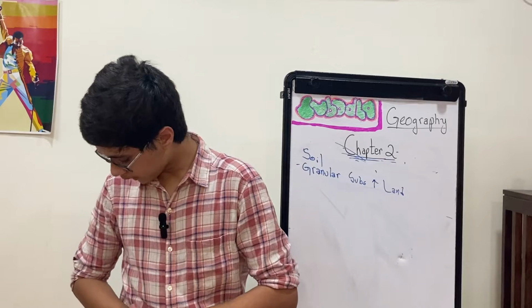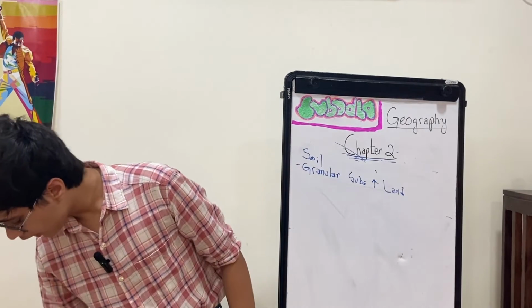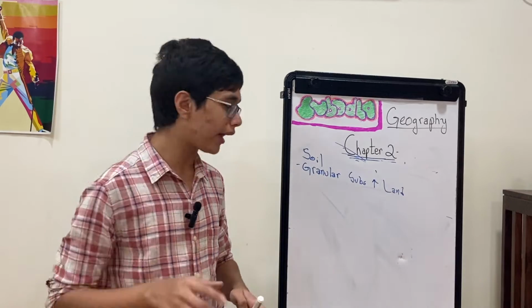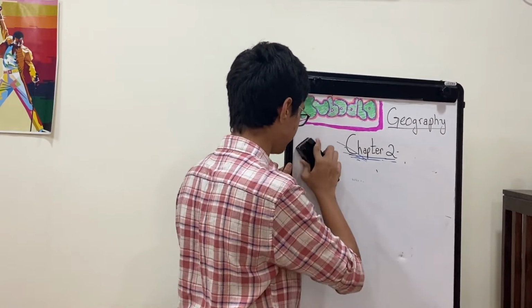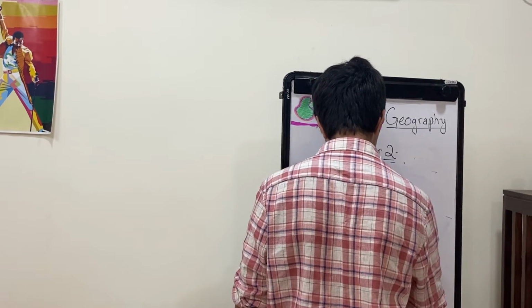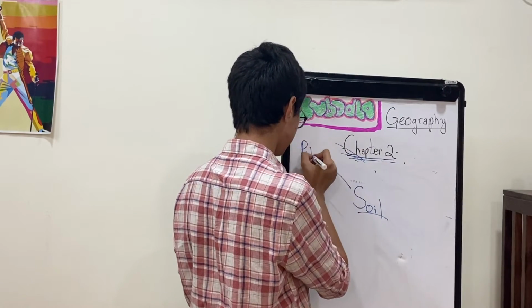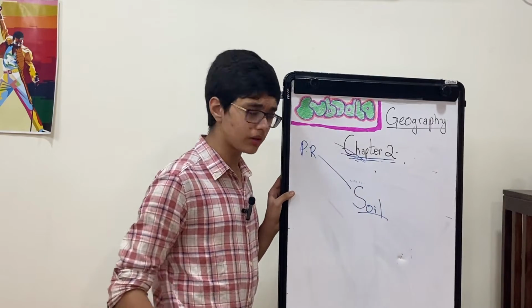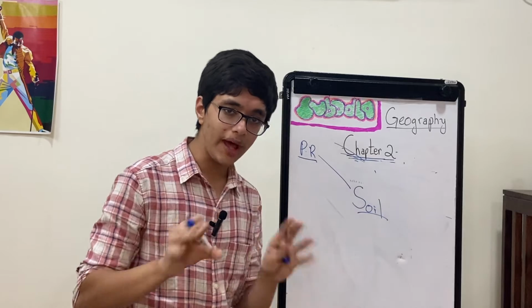When we talk about soil, soil basically has a few factors. It has 5 factors of how it can be formed, how this granular substance is formed. These 5 factors, I'll draw a mind map for this. The first is parent rock. What is a parent rock? Now you see, soil is not directly formed as it is.